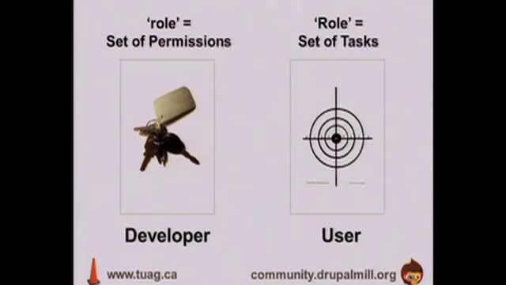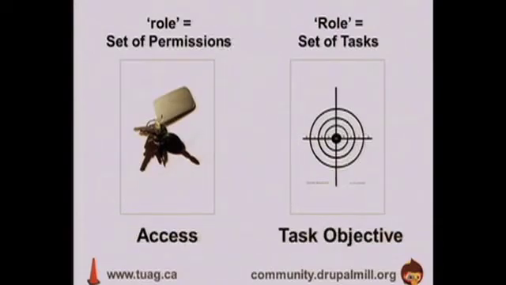Permissions never change. The tasks always change within any given user scenario. So permissions are about access, and Role, as I define it, is about the task objective that a user has at any given time. And that has a lot to do with what you need to put on the screen to help them do it. That's the nice connection to usability design.